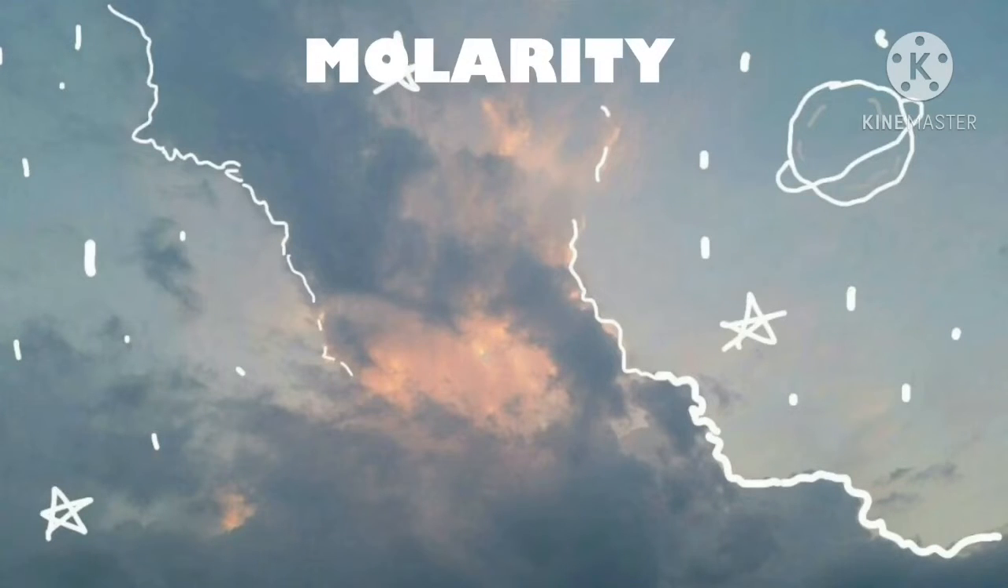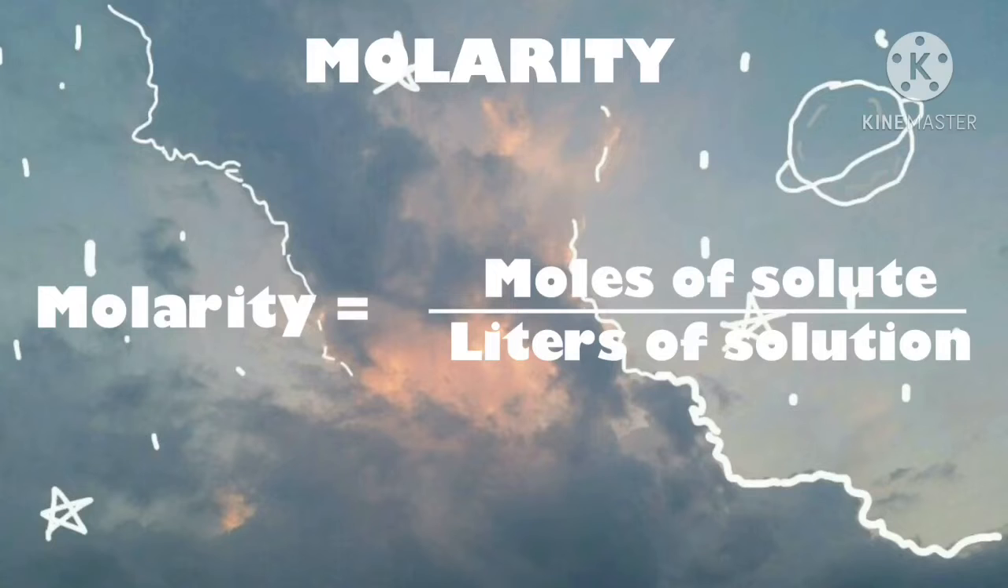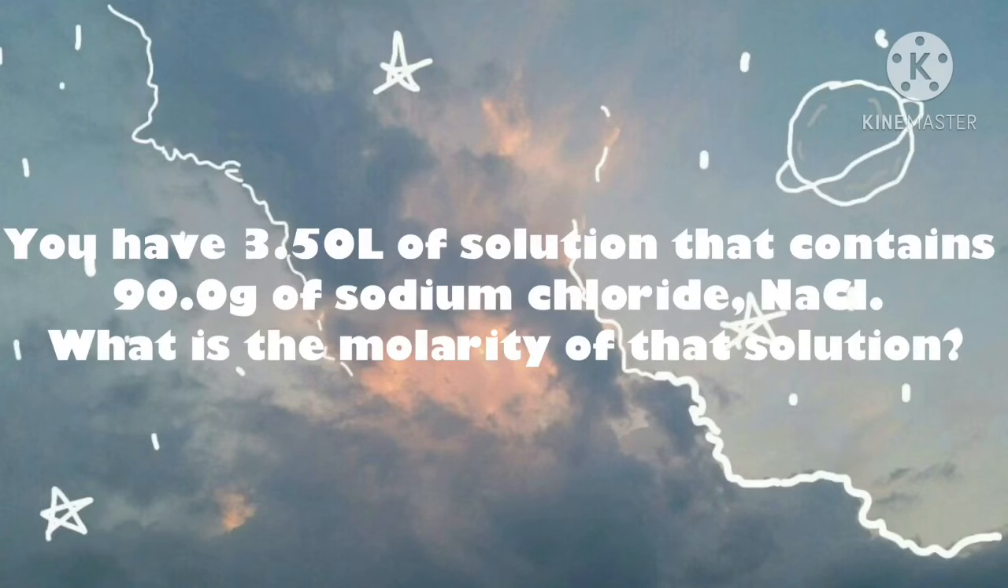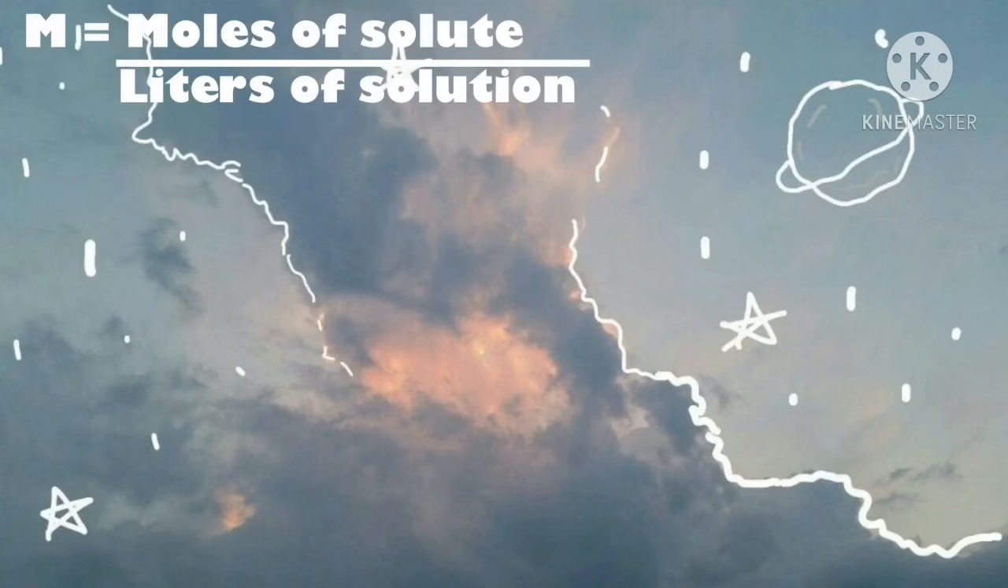In order to get the molarity of a problem, we will be using the molarity formula, which is molarity equals moles of solute over liters of solution. So for problem number 1, you have 3.50 liters of solution that contains 90.0 grams of sodium chloride, or NaCl. What is the molarity of that solution? So we will be using the molarity formula, which is M equals moles of solute over liters of solution, as I've mentioned earlier.